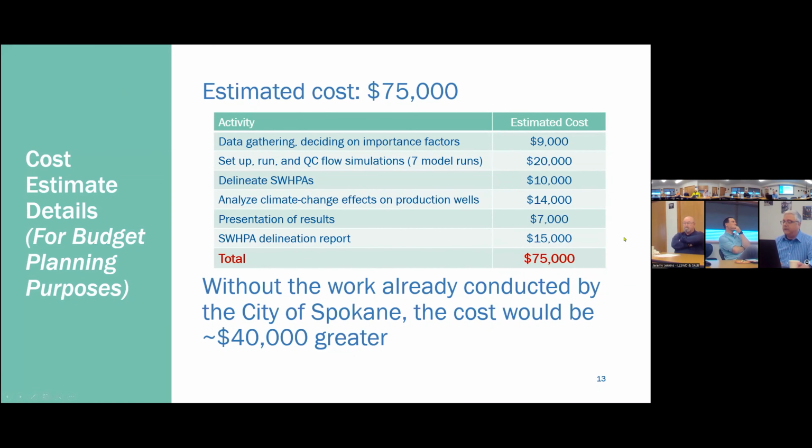So that's kind of how I see it breaking down. And I want to point out, I've gone back and looked through our contract and our work so far on the city of Spokane's full analysis of their wells, which we're getting near to completion on. If they hadn't been doing all that work, the SAJB would be doing about $40,000 more to get it to this point. So I just wanted to let people know about that.